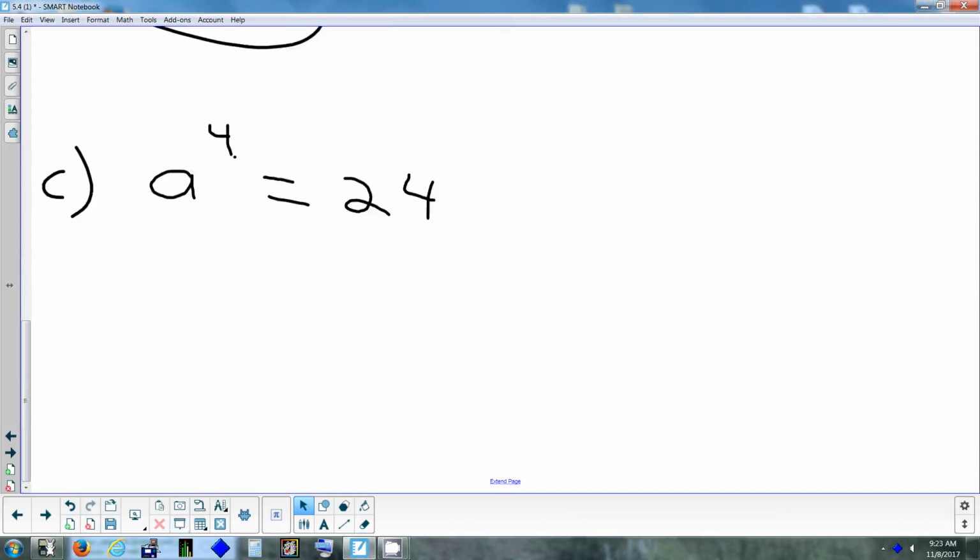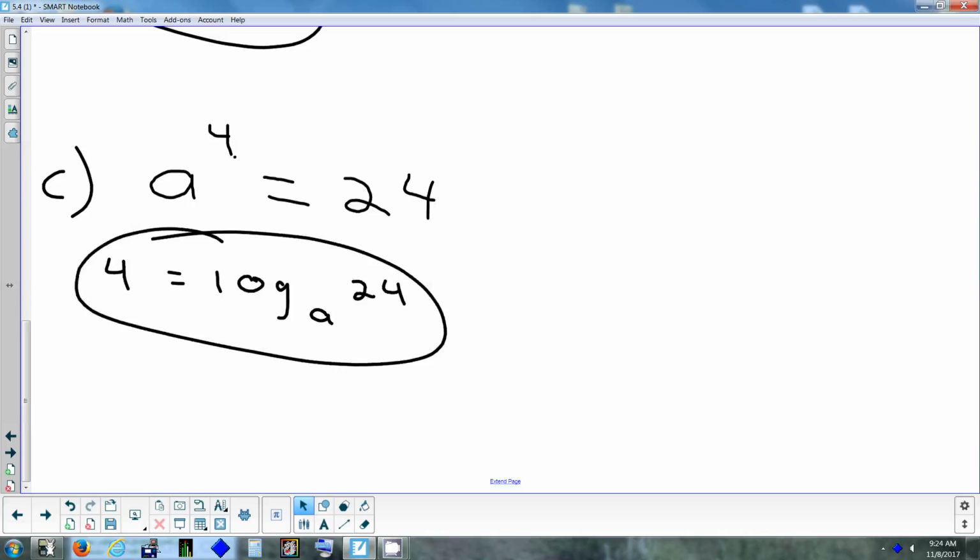Okay, and let's try one more. Anyone think they can tell me the whole thing when you convert that to log form? Yep, Sam. 4 equals log a by 4. Log. 24. You're just missing one word in there. Base. Yeah, log base A of 24. Perfect. Okay. Any question on that one?